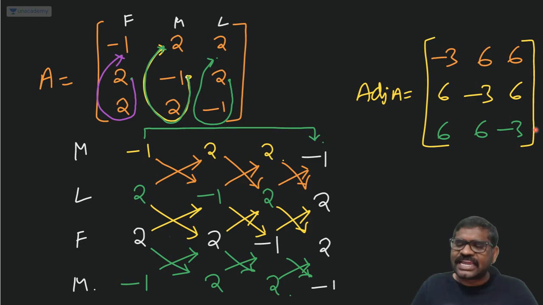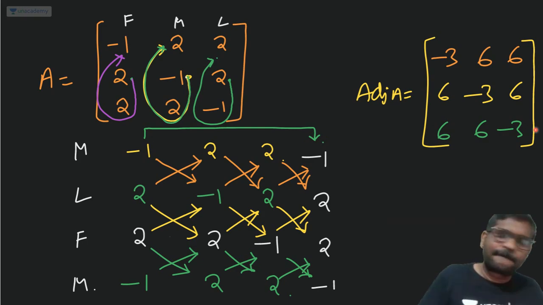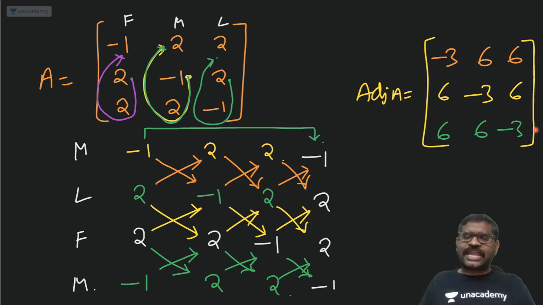This technique is applicable for any 3 cross 3 matrix. Understood? कैसा लिखना है अभी तक मैंने एक्सप्लेन किया आपको. Understood? But the technique is applicable only for 3 cross 3 to calculate the adjoint of A.